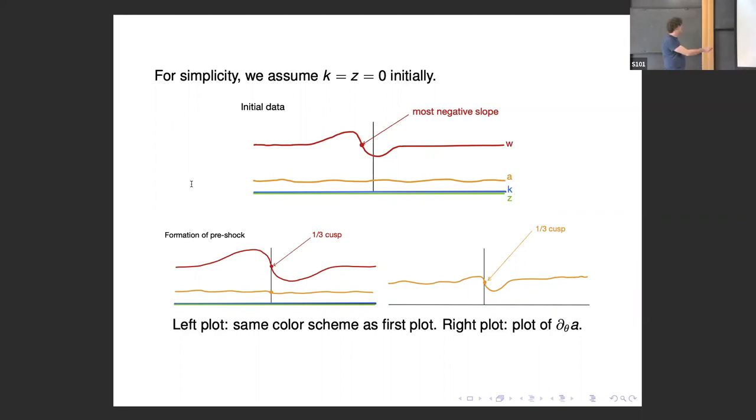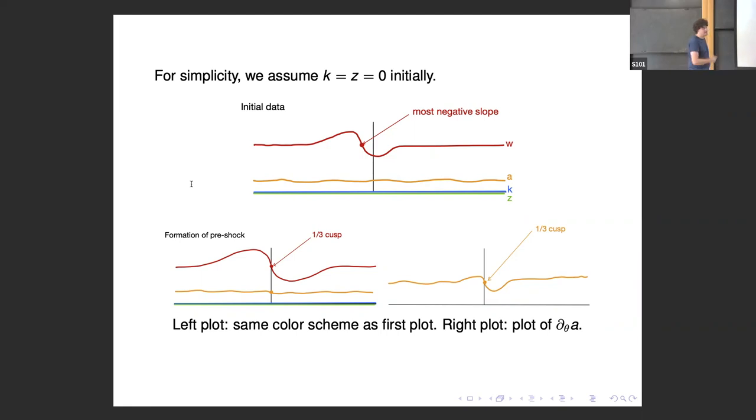So this is the initial data. We have a slope, say the most negative slope here. A is just some function, the component in the radial direction. At the formation of the first singularity, which is the pre-shock, we get a C^{1/3} cusp occurring. All this stays zero. If we plot the derivative of A, which is the velocity in the radial direction, we also get a C^{1/3} cusp.